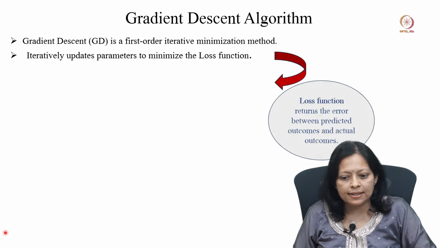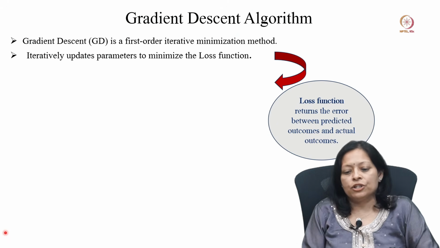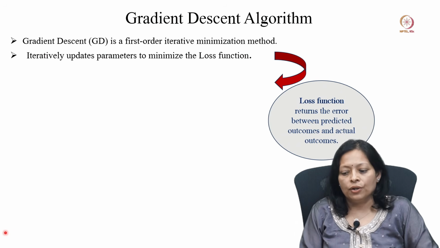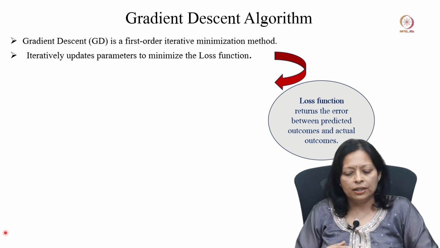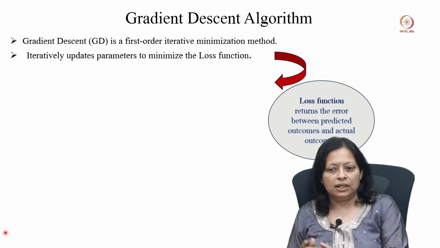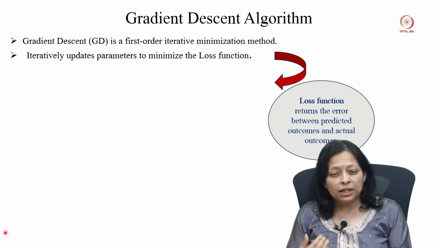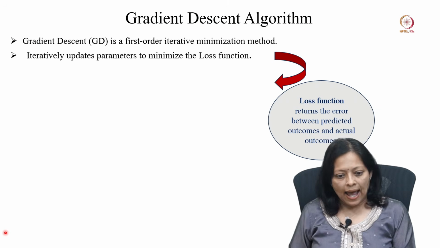As I told, it is a first order iterative minimization method. Now what exactly are we minimizing here? We are minimizing the loss function, which returns the error between the predicted outcome and the actual outcome. That is the loss or error of any algorithm, of any model, and we are trying to minimize this loss in an iterative way.